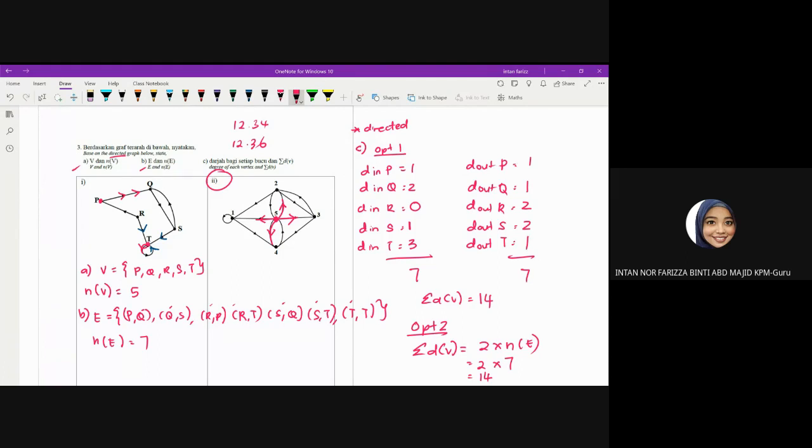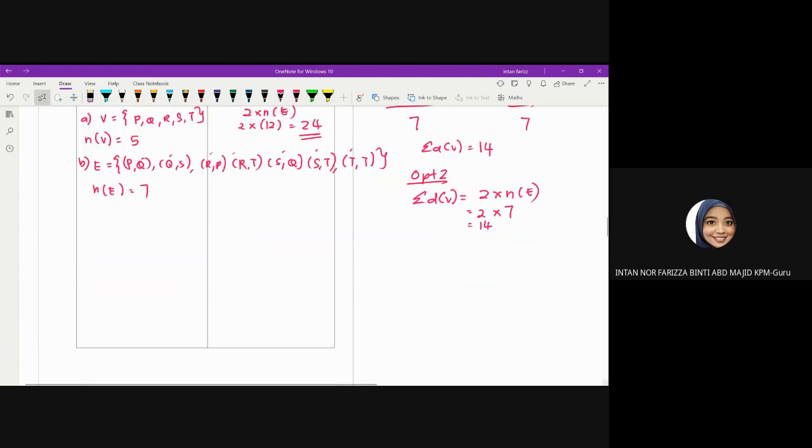Okay, so if we use the second method, which is the formula, 2 times NE, the number of edges just now was 12. So the answer is 24. Okay, all right. So now let's move on to C.